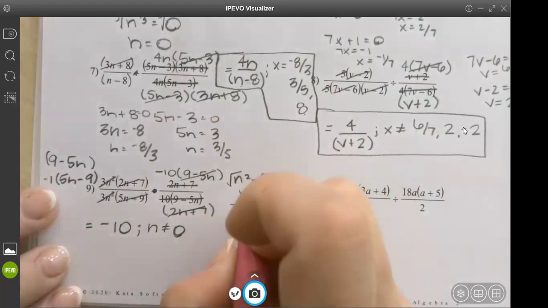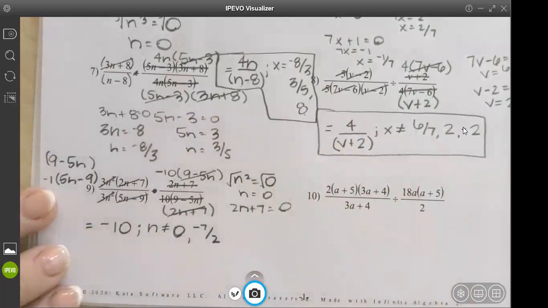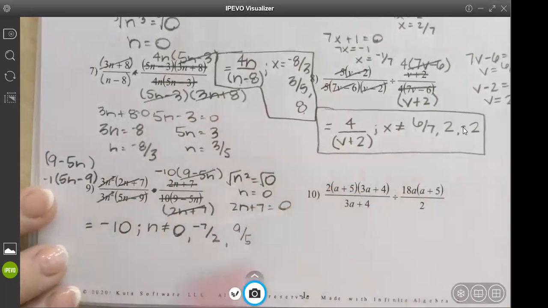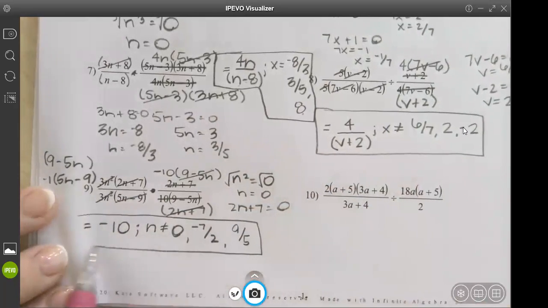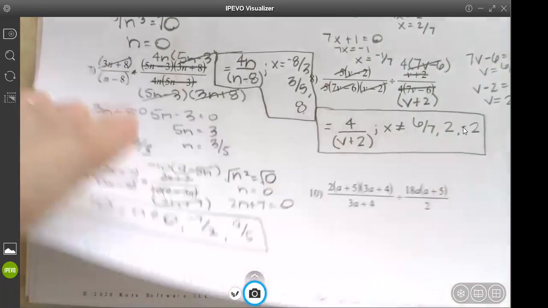I marked out 2n plus 7. To solve that, I would subtract 7, divide by 2. That's all you got to do. You don't have to show your work. And then the last one was the 5n minus 9. I would add 9, divide by 5. And again, all these are factored for you, so you don't have to work as hard. But we're about to get some that you have to factor.